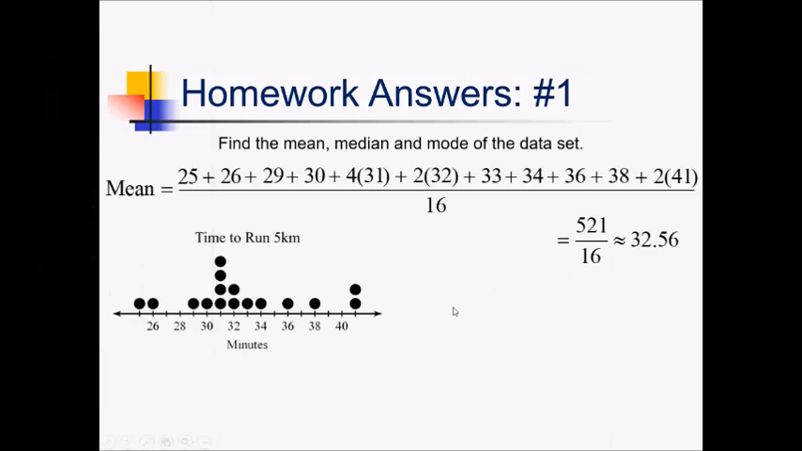Now for the median, I have to get the middle number out of all of these. So the nice thing is that these are actually already kind of in order, sorted out. So I'm just going to start at the left and the right ends and start crossing off dots till I get to a middle number or numbers. And since I have an even number of items, it's actually going to be 2 numbers I get to.